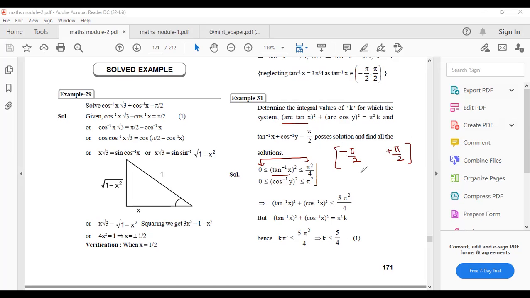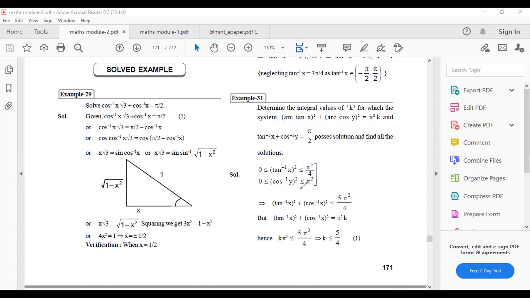So if you square them, tan inverse x ranges from minus pi by 2 to plus pi by 2, including 0. So if you square them, it will range from 0 to pi square by 4. Yes, all of you? Do you agree with this? Tan inverse x bracket square will be ranging from 0 to pi square by 4.